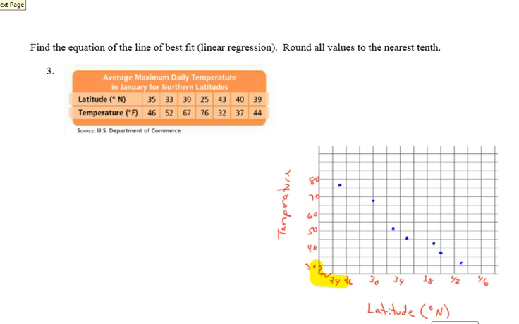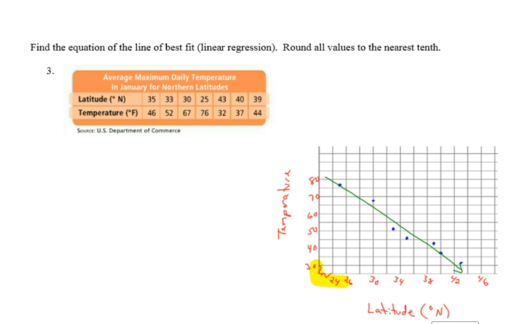Okay, one last example. We're going to find the equation of the line of best fit for the average maximum daily temperatures in January for the northern latitudes. I want you to round all the values to the nearest tenth and then talk about the correlation coefficient. Now before we do that, we're going to sketch in a line of best fit. And again, we're going to sketch a line that best fits these data points. And notice that our data values are going downhill, so our correlation should be negative.